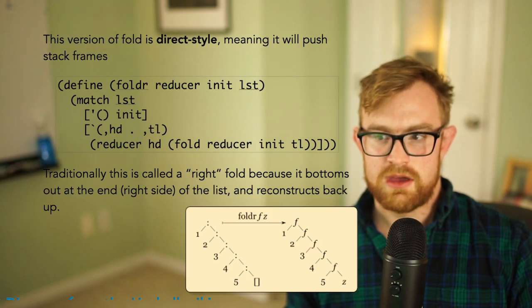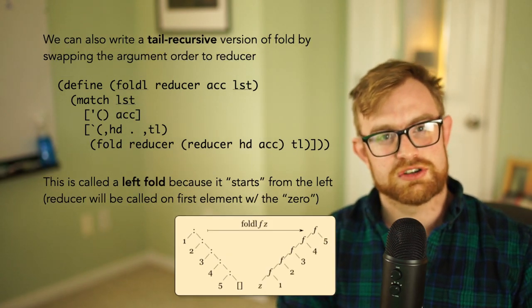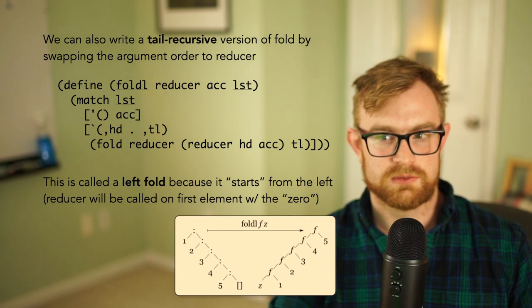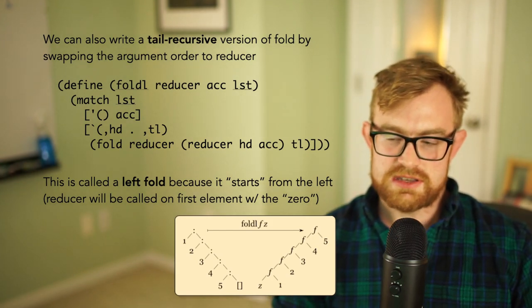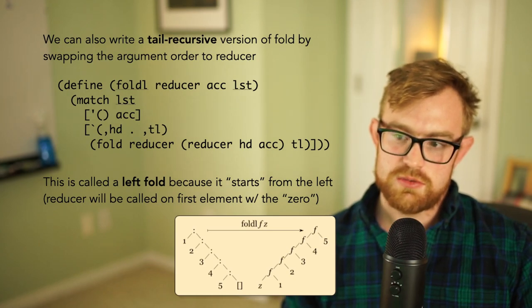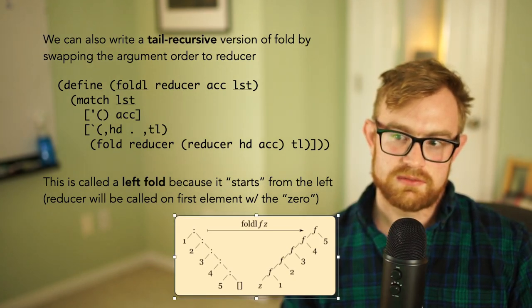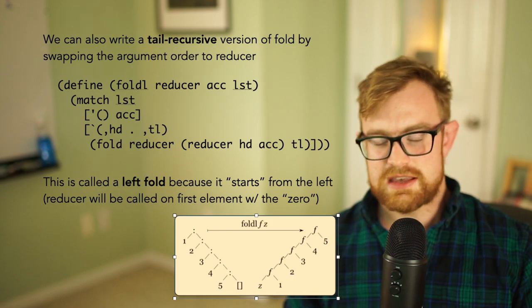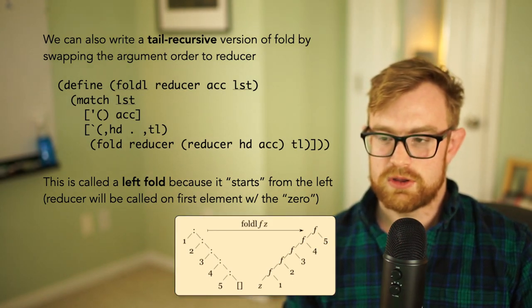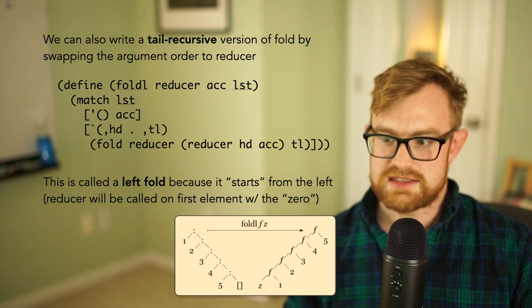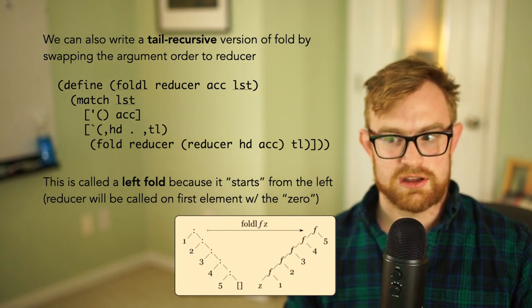All right? So I can write a version of fold that is tail recursive. This is called fold left. And the reason is because it actually starts accumulating from the left. All right, this is actually the picture from Haskell. This is not quite the way that I'm going to write it. I'm always going to put the accumulator as the second thing that gets called to the function.